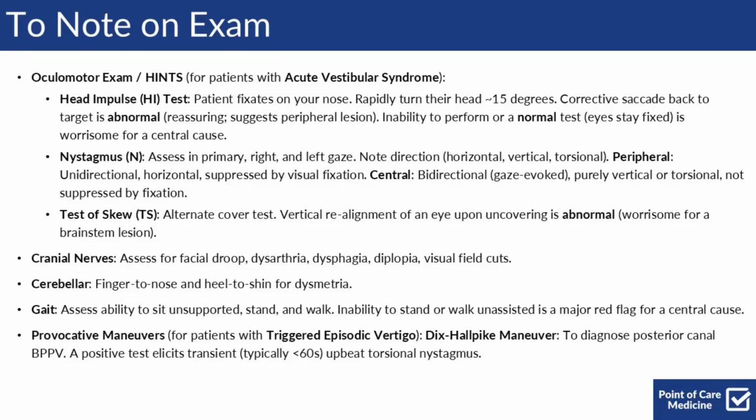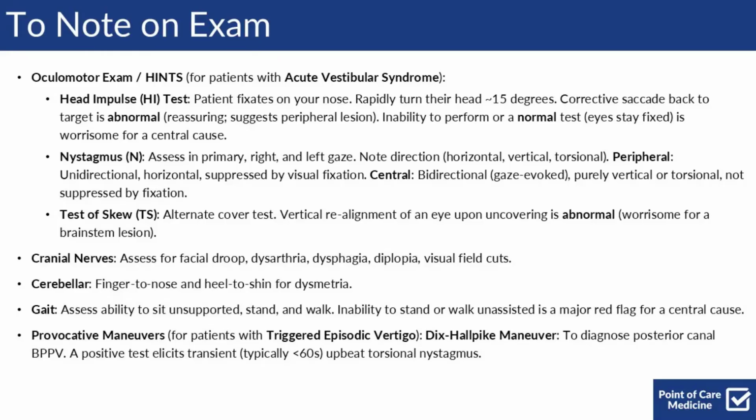The third part is the test of skew. This is an alternate cover test. If you see vertical realignment of the eye when you uncover it, that is an abnormal and worrisome finding for a brainstem lesion. Beyond the HINTS exam, you need to assess the cranial nerves for any facial droop, dysarthria, or dysphagia. Check cerebellar function with finger-to-nose and heel-to-shin testing and assess the patient's gait.